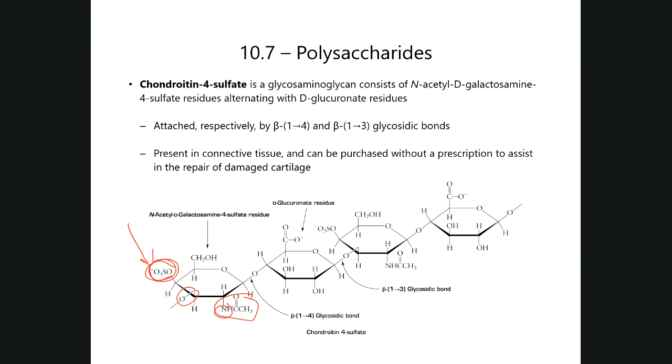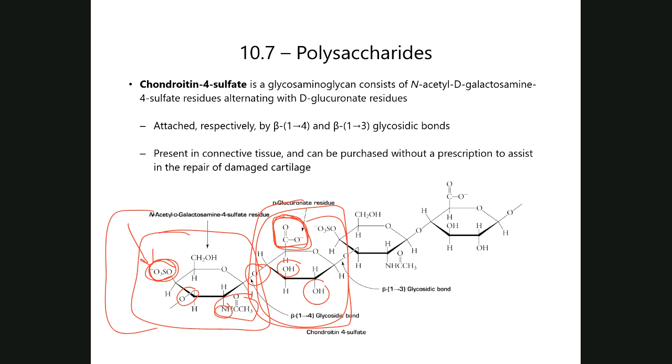So here's the second sugar. It's down, up, down. So this is also derived from glucose. It's also a glucuronate because it has a carboxylate over there. So in this case, it's this 4-sulfate N-acetylgalactosamine with the glucuronate. This is the repeating unit. So these two units are what repeats.